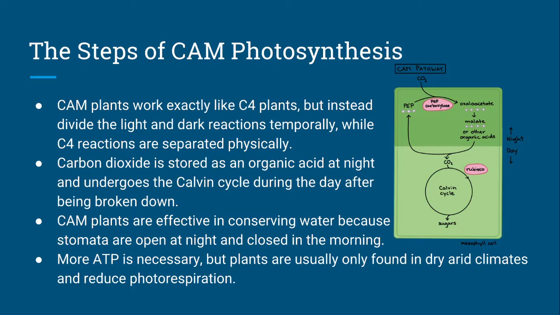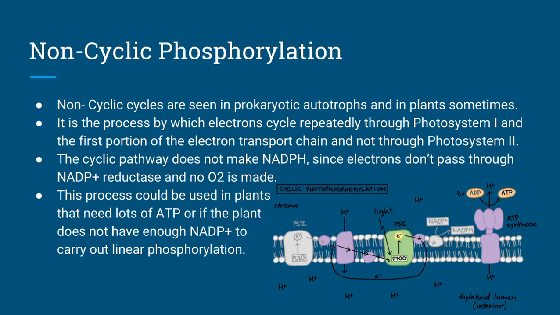The 3 photosynthetic pathways I've talked about are all linear photosynthetic pathways, but there is another type of photosynthetic pathway called a cyclic phosphorylation pathway. So cyclic pathways are usually seen in prokaryotic autotrophs and sometimes in plants. In this process, electrons repeatedly cycle through photosystem 1 without photosystem 2 being used. The cyclic pathway does not make NADPH since the electrons don't pass through NADP+ reductase, and since there's no photosystem 2, no oxygen is made.